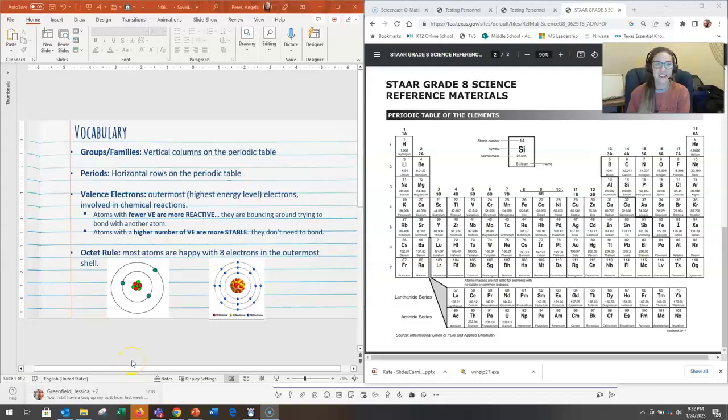Hi, you guys. Let's talk about properties of matter. An element's properties depend a lot on how many valence electrons that element has. We'll talk about that more in a minute.